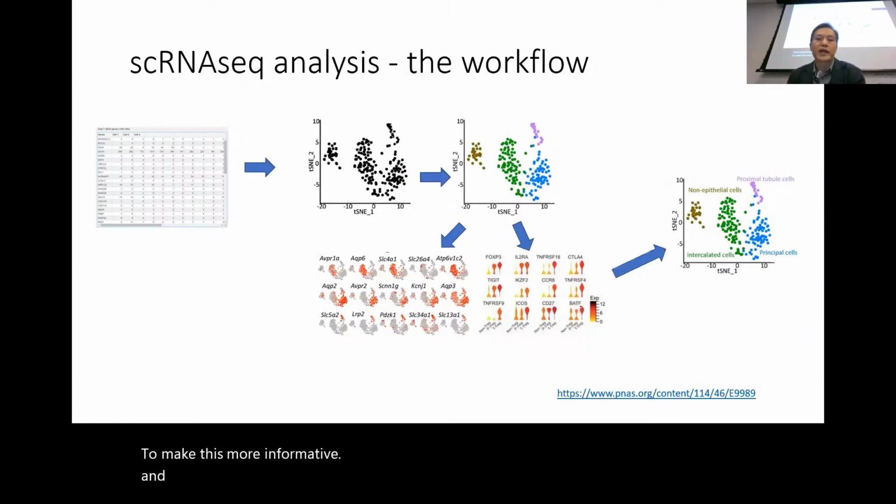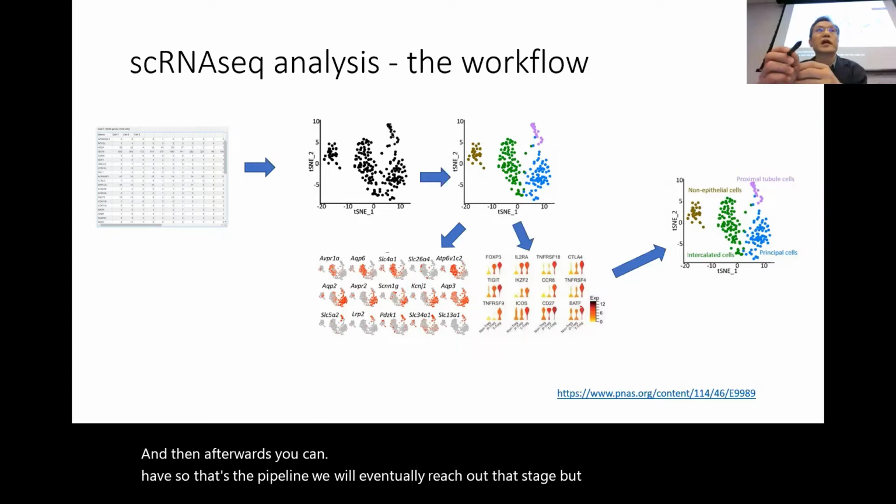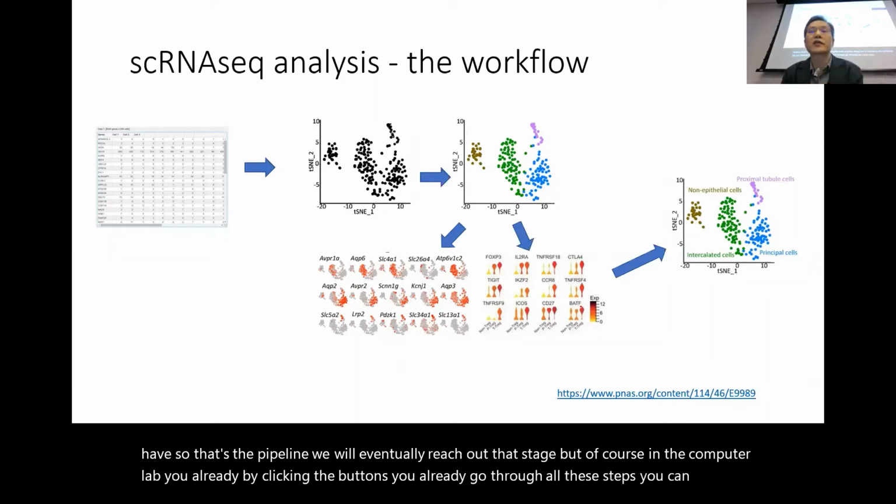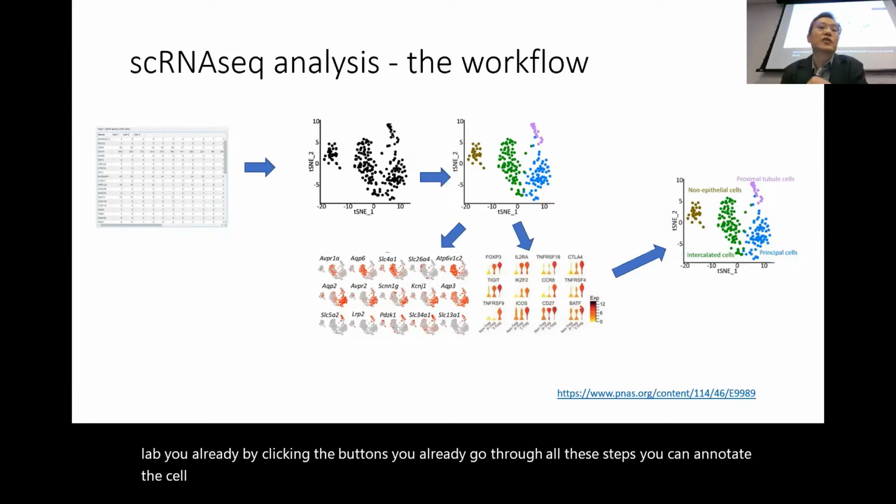And then afterwards, you can... so that's the pipeline. We will eventually reach that stage. But of course, in the computer lab, by clicking the buttons, you already go through all these steps. You can annotate the cell types, but internally, I want to show you how exactly this was done.